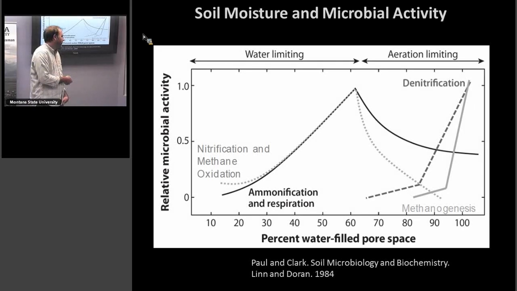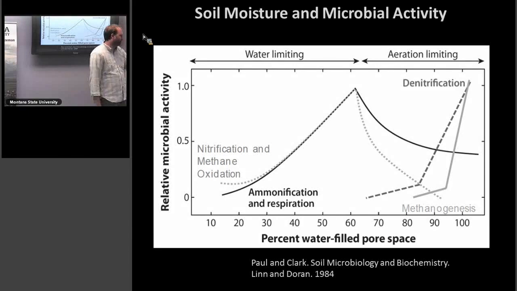But then you get to a point where the water is creating an anoxic environment, and then nitrification and methane oxidation go down, but methanogenesis and denitrification go up. And so at the beginning of the season, so around now, the soils are totally saturated, and so probably pumping out a ton of methane. But then as the soils dry down across the year or the summer, they'll be net consuming methane.